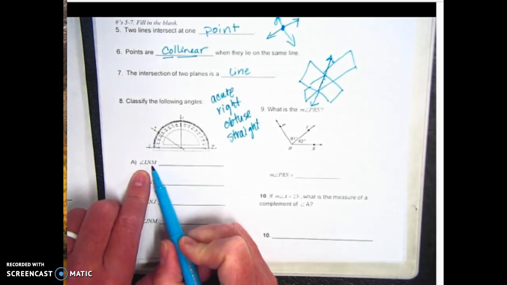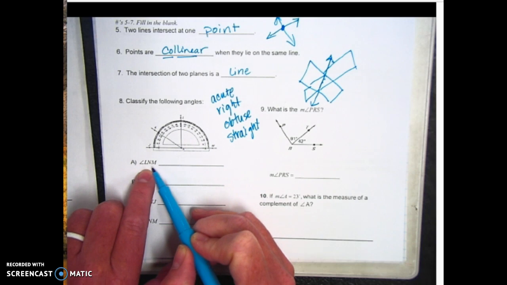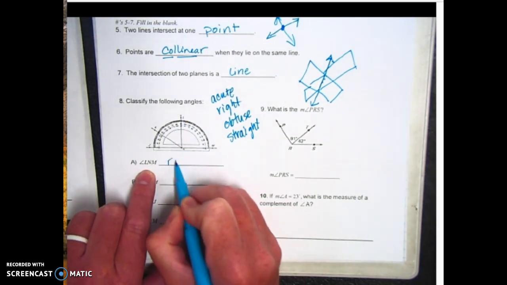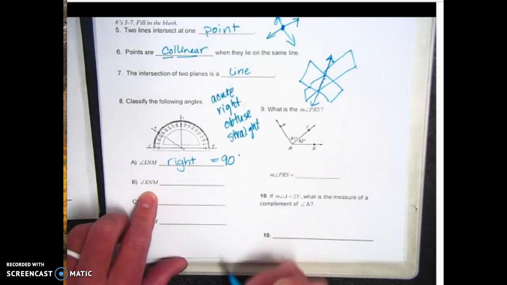So angle LNM. So here's L, here's N, here's M. The middle letter is always the vertex, so LNM. That's going straight up through 90, so that's going to be your right angle because it equals exactly 90 degrees.